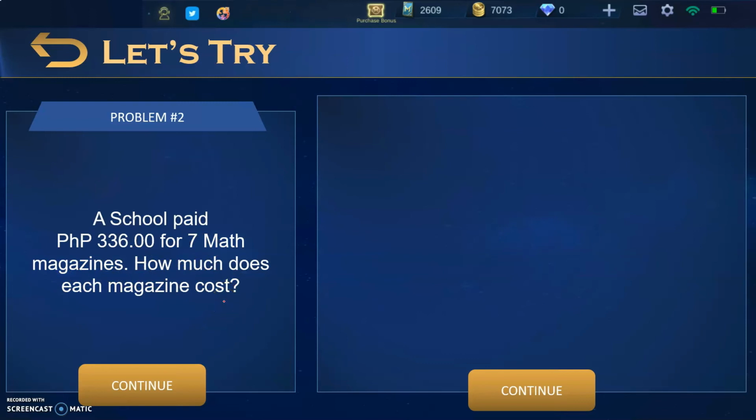Again, to solve this, we will use ESA method. ESA stands for equation, solution, and answer. But before that, let's identify what is being asked and what are the given data. So the question is, how much does each magazine cost? And the given data are, a school paid 336 pesos and 7 math magazines.